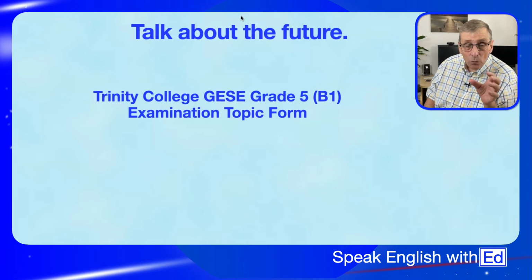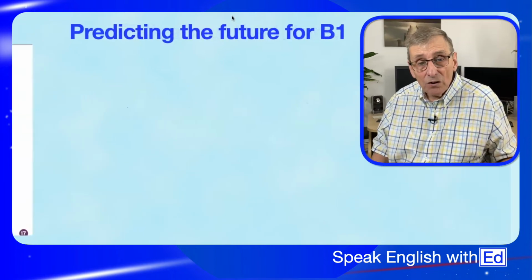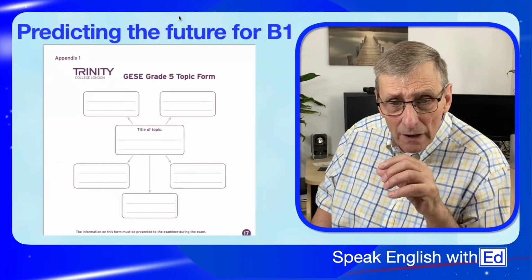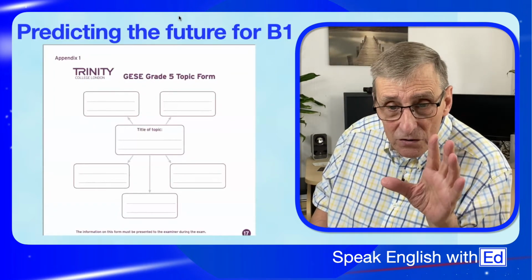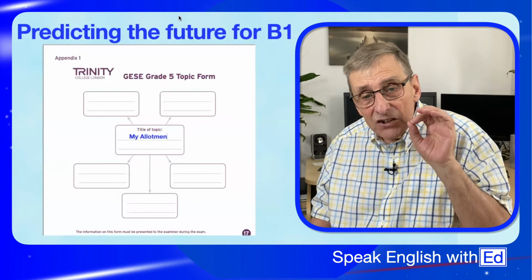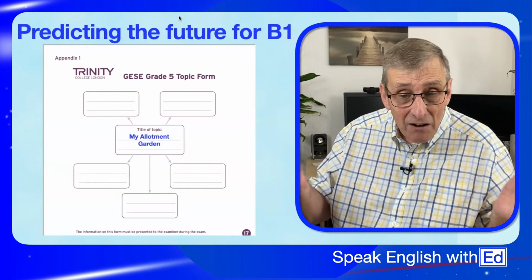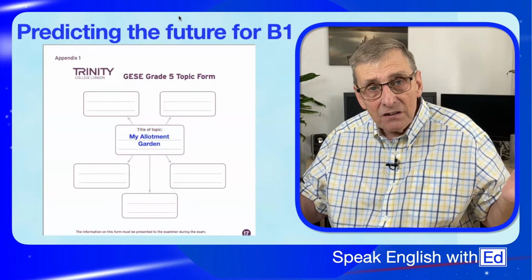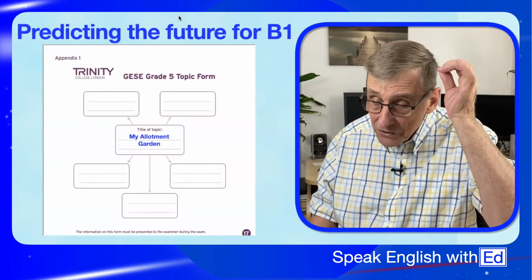Now, I did say right at the beginning that I would show you how to fill in the topic form for the exam. So this is what the topic form looks like. Now the 6 boxes, don't panic, 6 boxes. In the middle one you put the topic, the title of your topic. In here I've picked, I don't have an allotment, but I've picked a topic of my allotment garden. It's just a topic I've drawn off the top of my head.